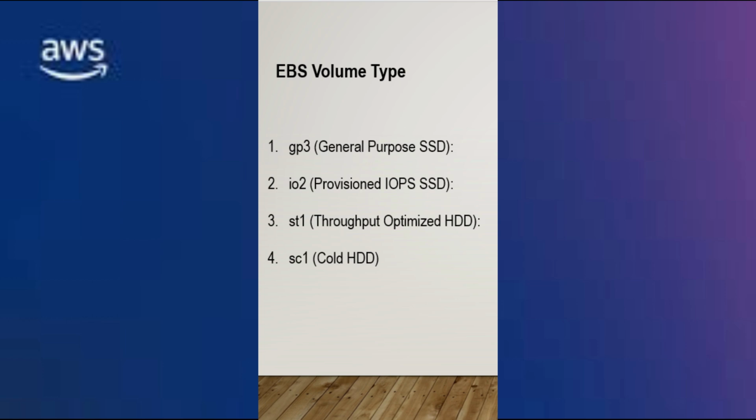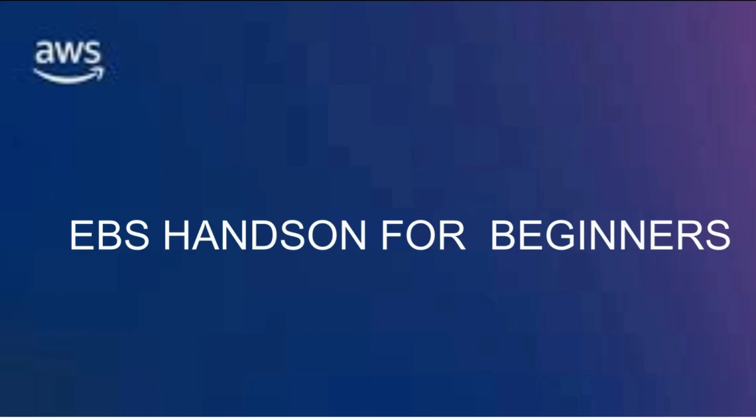The third is ST1, Throughput Optimized HDD for big data or logs. The fourth is SC1, that's Cold HDD for rarely accessed data, lowest cost. We will see the simple EBS hands-on. Don't worry, if you are a beginner, you will learn everything step by step, clearly and practically.